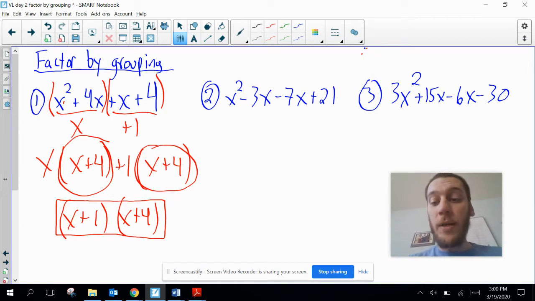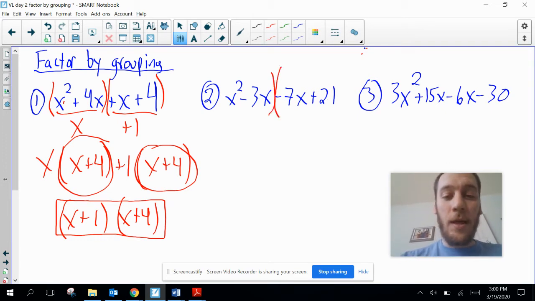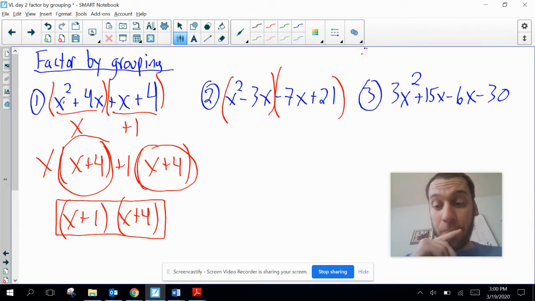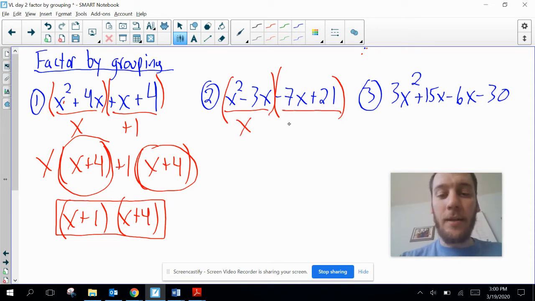So number 2, it's in the right order. I got x squared, then x's, and then my number. There's no GCF between all of them, so I pull the grouping. I group the first two, group the second two. The GCF of the first one is just x. Over here, you got to make sure that this term is positive. So if it's negative, we're going to pull out a negative.